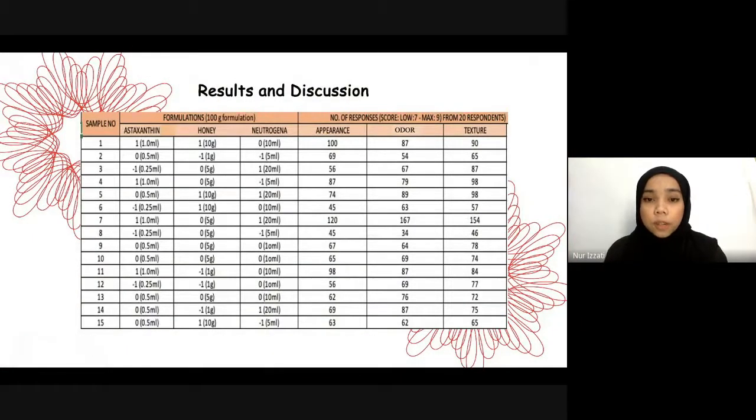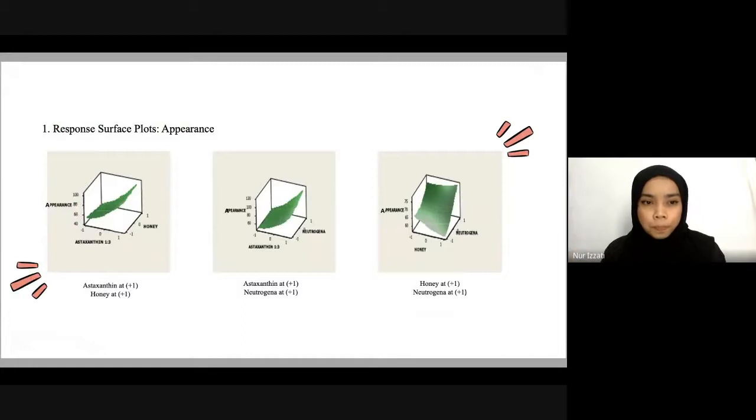Moving on to the results and discussion, as you can see in the table, this is the raw data that I collected from the user acceptance survey. This is the total score from the 20 respondents. Next, I will explain the response surface plots. Based on the raw data that I got, I did the analysis and this is the result that I got.